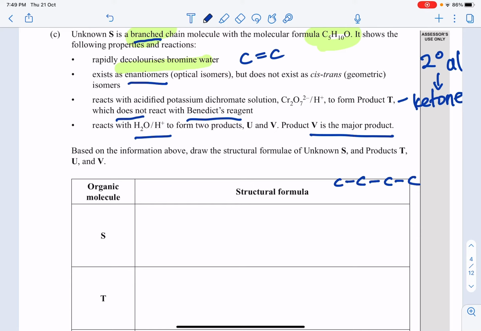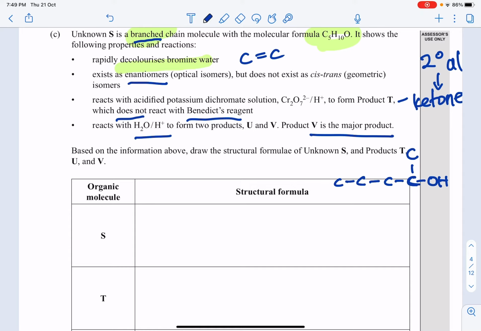And one of the very important clues is a secondary alcohol. So that means I am going to put an OH here with a C. That will give me a secondary alcohol for this OH group. So that gives me no choice that the C must be here on this carbon right here.